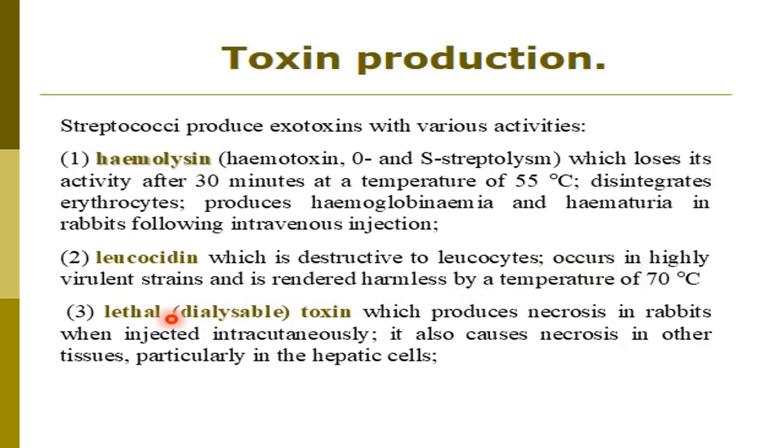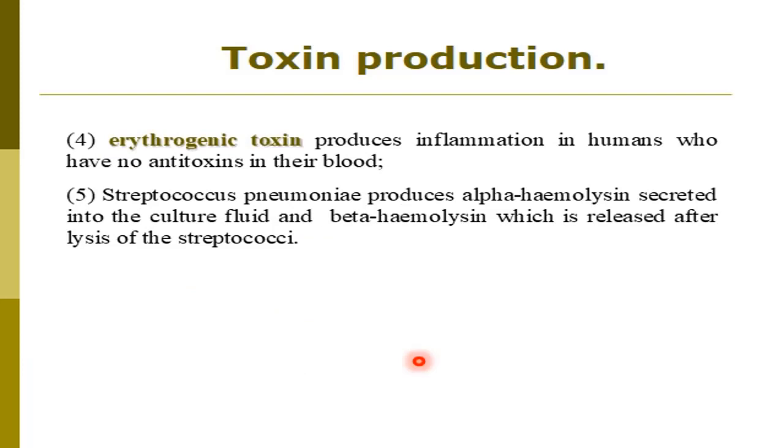The third one is the lethal toxin, which produces necrosis in rabbits when injected intracutaneously. It also causes necrosis in other tissues, particularly cells. The fourth is the erythrogenic toxin, which produces inflammation in humans who have no antitoxins in their blood.